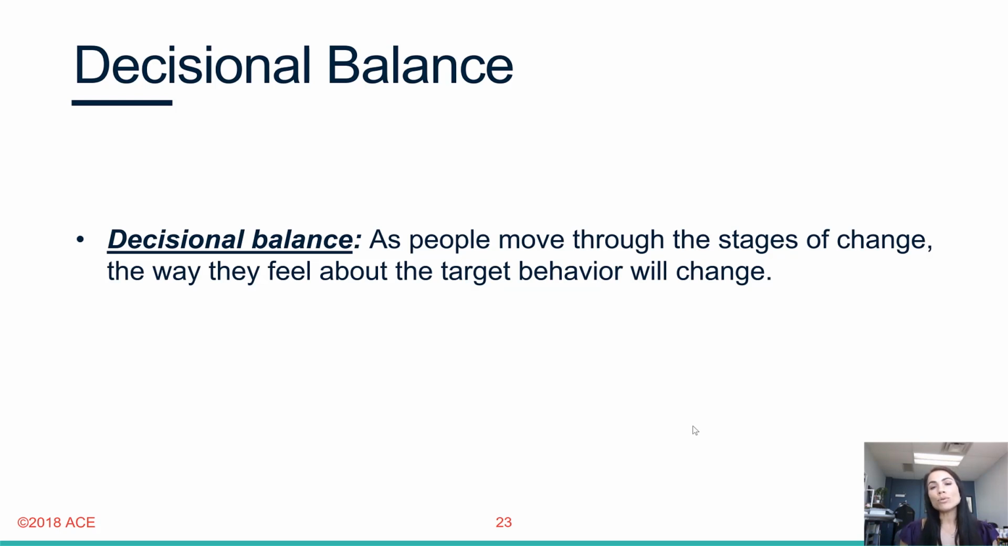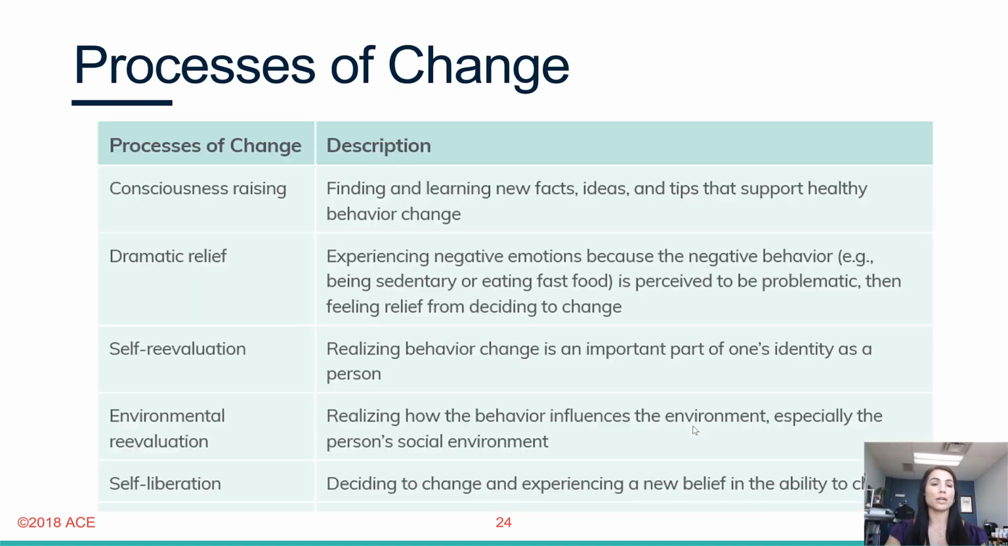But as they move through the different stages of the transtheoretical model, that feeling, that decisional balance, is going to shift to something more positive. And that's the goal. That should happen as we work through this with our clients. Here are some cognitive processes that might result in a way of new thinking. Essentially, on the left side you have processes of change, so ways to go about helping your client change. And on the right, you have different descriptions of how to go about doing that. For example, consciousness raising.